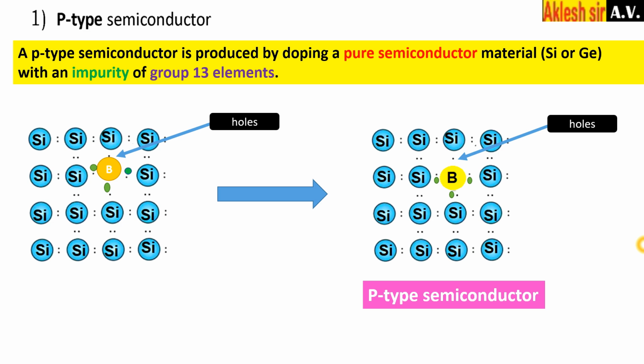Why is the name given as p-type semiconductor? P means positive. Here the hole is considered as a positive charge. That's why this whole semiconductor is known as a p-type semiconductor.